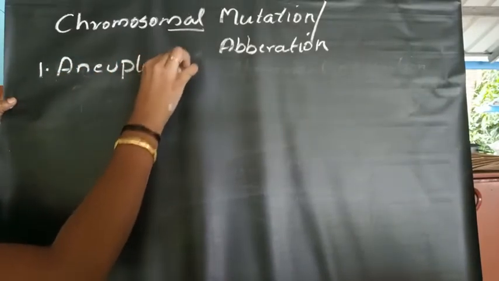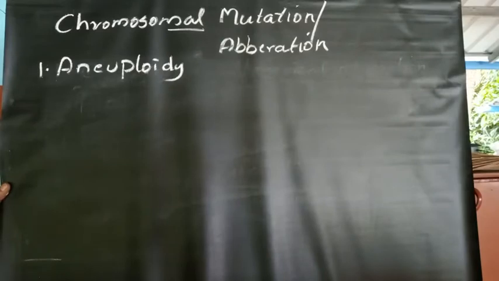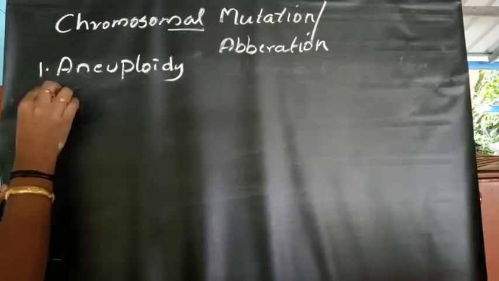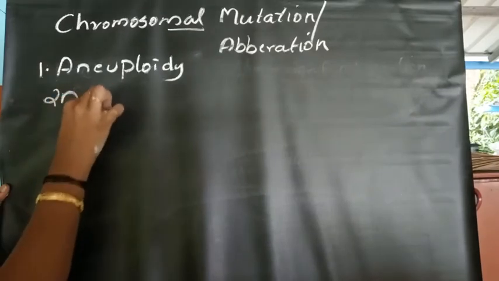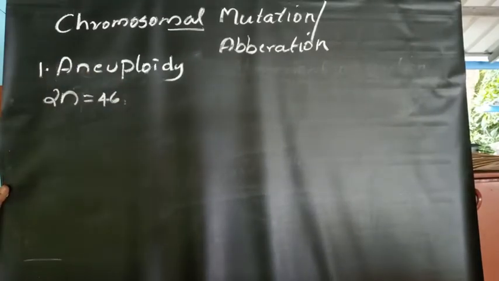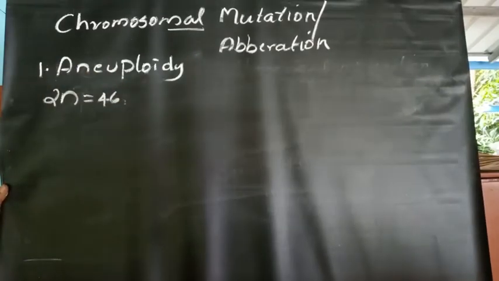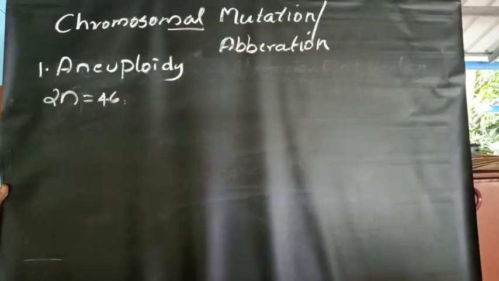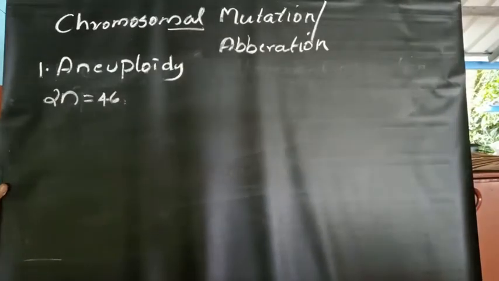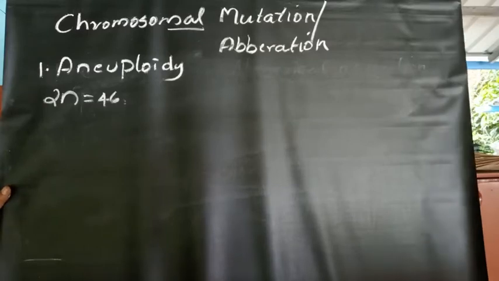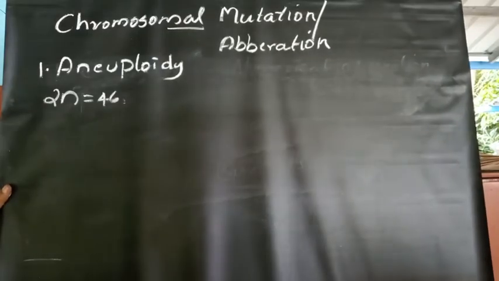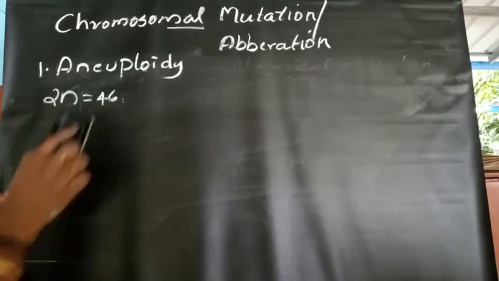We know aneuploidy is changes that happen to individual chromosomes. So the diploid number, for our case, 2n equals 46. Any change in the diploid number of chromosomes, either by addition or deletion of individual chromosomes, is aneuploidy. Organisms that show aneuploidy are called aneuploids.